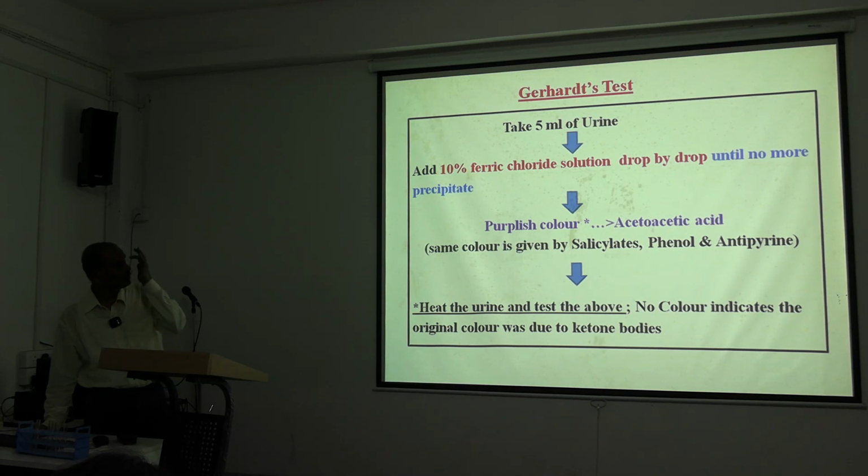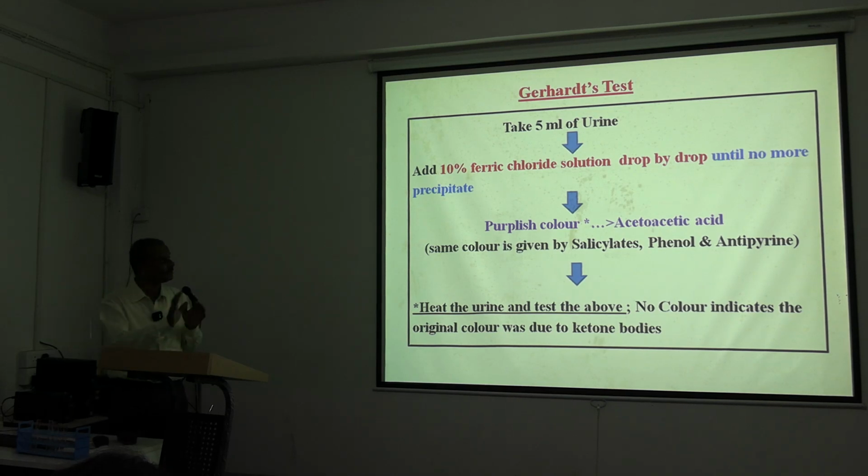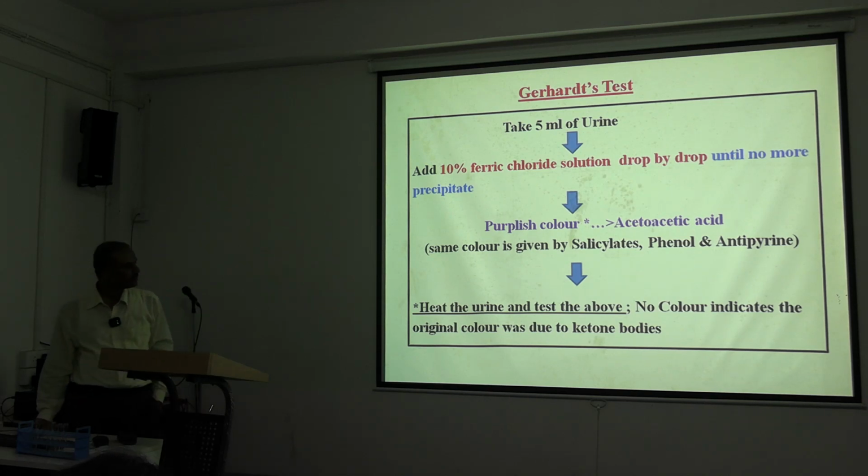So there is one more test that is called Gerhardt's test, which you will not do. I am telling you for theoretical knowledge. It is called the ferric chloride test. Take 5 ml of urine, add ferric chloride drop by drop, and you will get a purplish color. It will indicate acidosis.